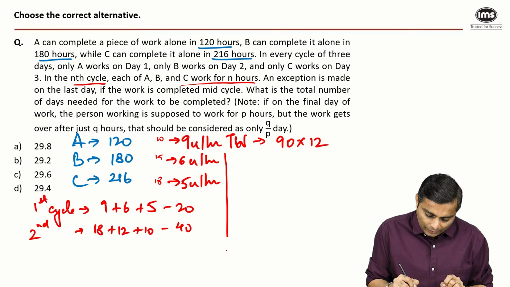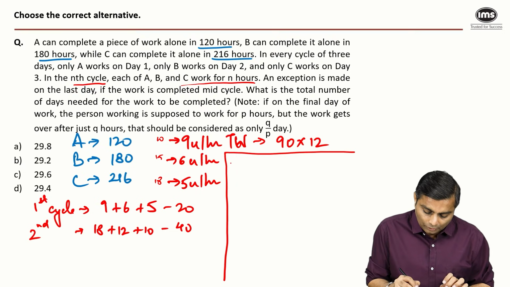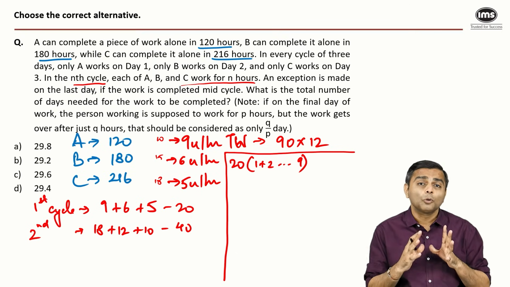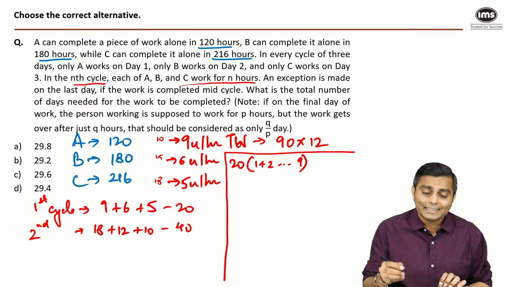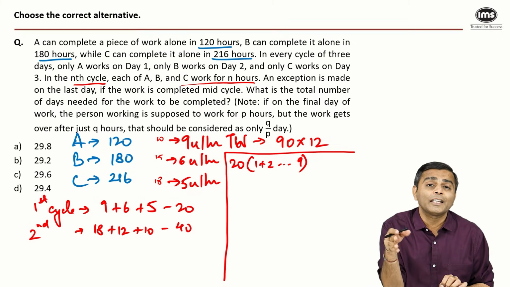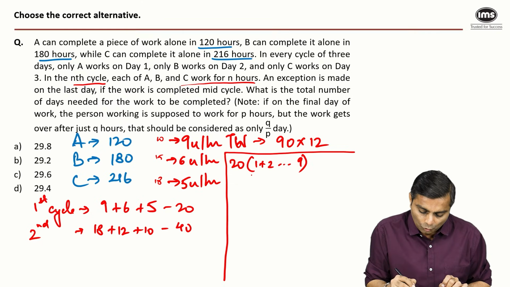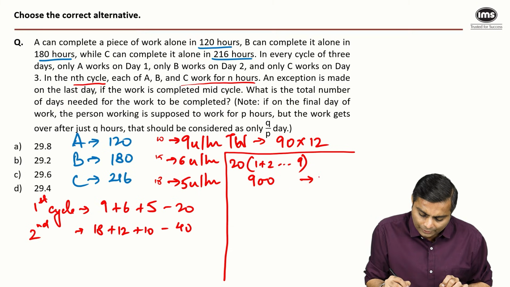Let's quickly calculate that. After the 9th cycle, the work done must be equal to 20 times 1 plus 2 till 9. Correct? This is the total work done, in 27 days. So 1 plus 9 is 10, 9 into 10 is 90, by 2 is 45. 45 into 20 is 900. So 900 units are over in 27 days.